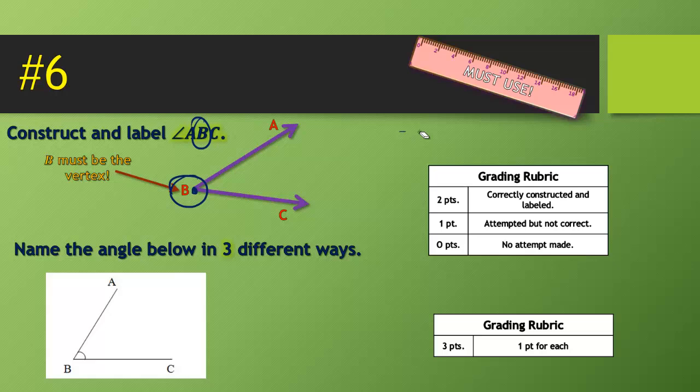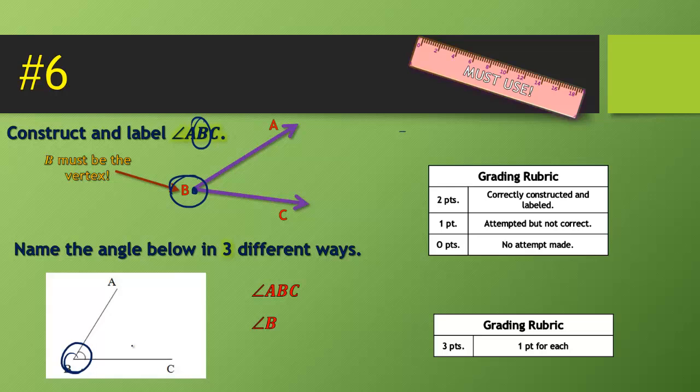All right, so name the angle below in 3 different ways. Obviously, we could say angle ABC because we could start at A. So basically, you start at a point out and you go to the vertex and then out to the other point. So ABC. Or you could just say angle B.